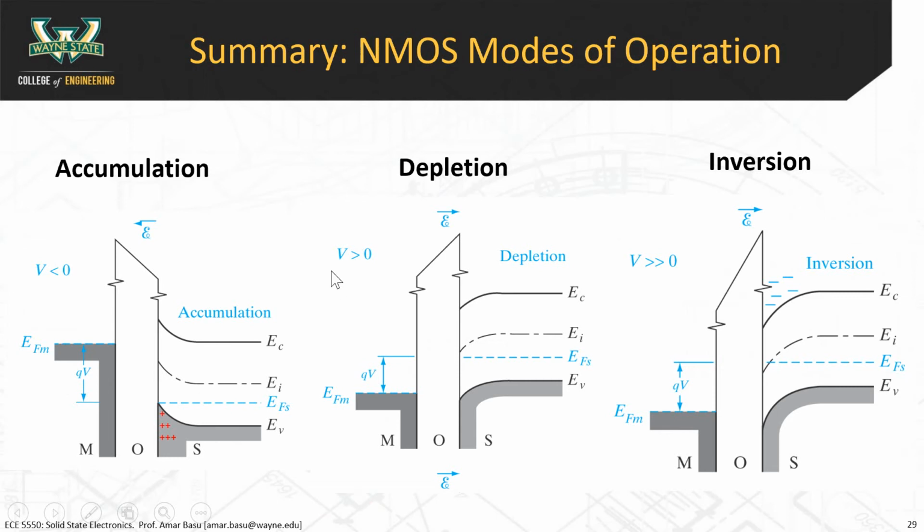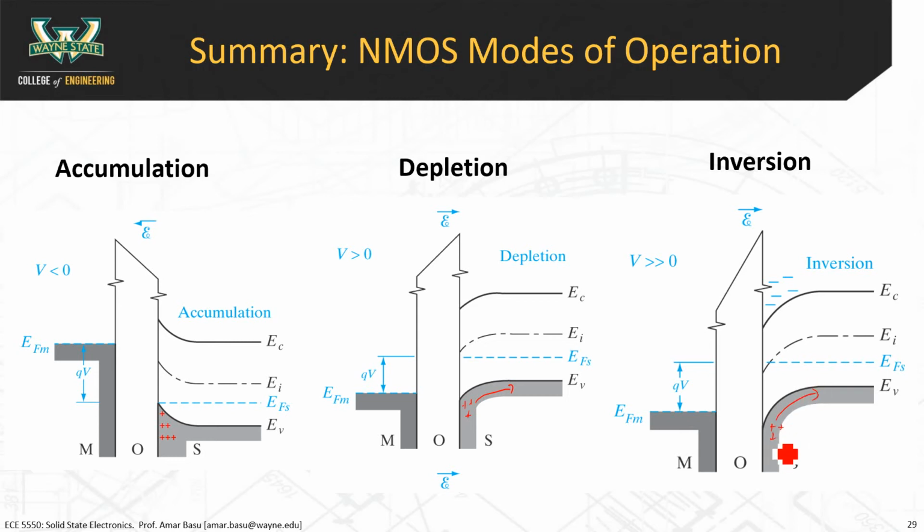So this is a summary of the NMOS modes of operation. The accumulation mode is where we applied a negative voltage to the gate, and we saw an accumulation of the holes near the gate. Depletion is the opposite, where we started applying a positive voltage to the gate, and we saw the positively charged holes leave this area, which resulted in a depletion region near the gate. And then in the case of inversion, we also saw the holes leave this area, creating a depletion region.